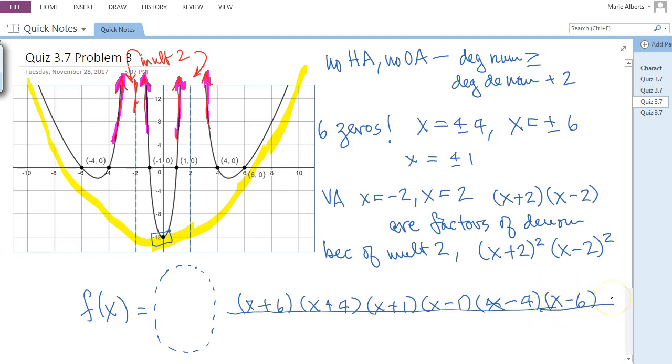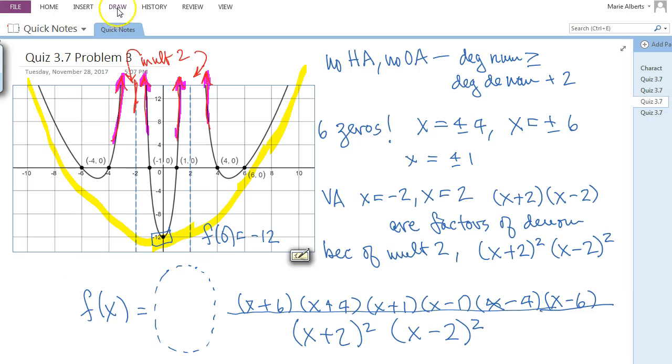And then in the denominator, x plus 2 squared, x minus 2 squared. So now let's think about the 0 here, f of 0 equal to negative 12. So if we plug in 0, we have positive 24 times negative 24 divided by 4 times 4. I got to turn the machine off while I figure out what the heck that is.